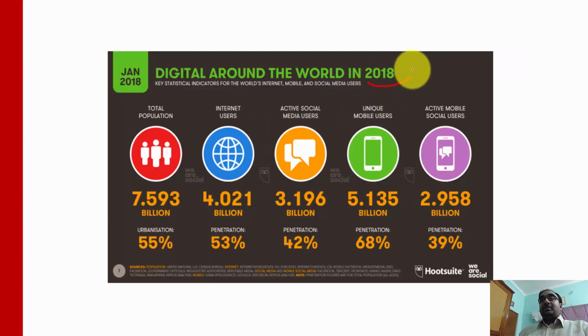And another set of statistics. Again, this is from 2018, and this is across the world. So there are 77.593 billion people across the world, and internet users are 4.021 billion, and social media users, and then unique mobile users, and then finally active mobile social users, which is 2.958 billion. So you can pause the video and have a look at this.